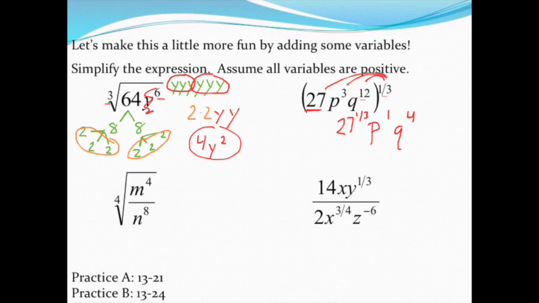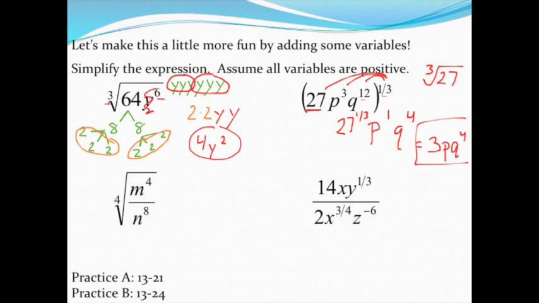Well, what I want to try to do is simplify that, and if you remember, raising something to the 1/3 power is the same as doing a cube root, and 27 is a perfect cube, so I can simplify this one step further by saying just 3, that's the cube root of 27, and then pq to the 4th power. If you like that method better, feel free to try that on the first problem.